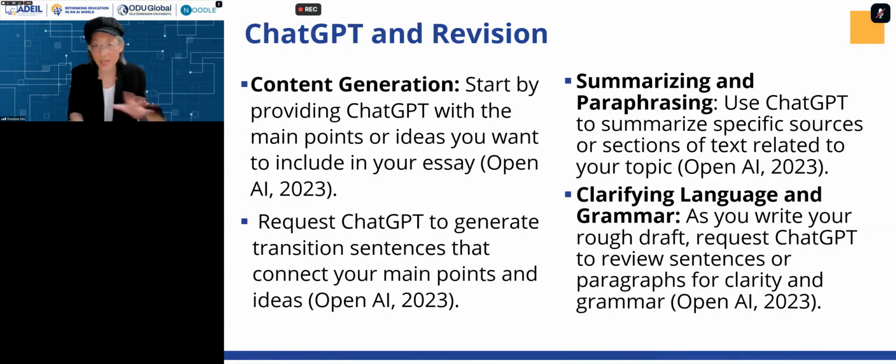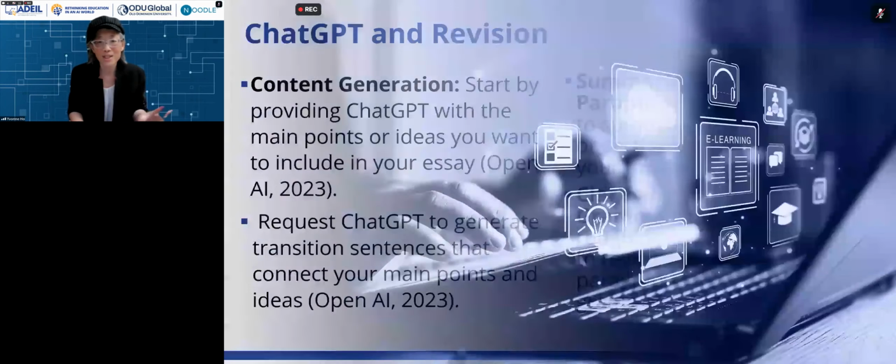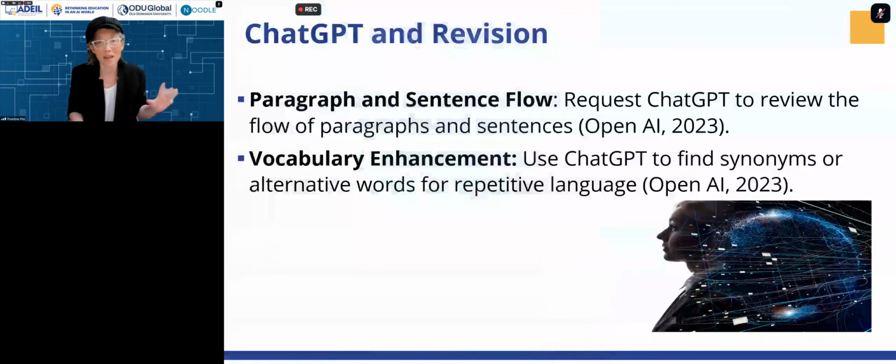So this is how students actually use Grammarly. When I say ChatGPT in revision, it's similar to how people have been using Grammarly all this time. And Grammarly also has its own AI called Grammarly Go. So students can use it, everything's got its own AI. You can use ChatGPT to improve paragraph and sentence flow. If the student has limited vocabulary, you can ask ChatGPT to enhance the vocabulary.